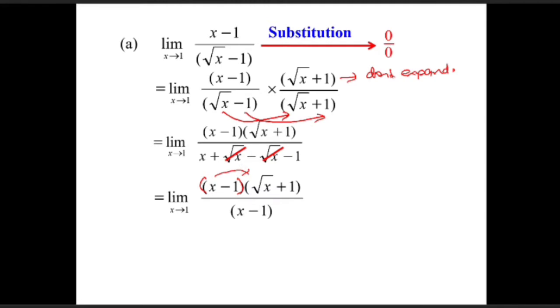If let's say you have expanded it, make sure at this step you have to factorize x minus 1 again. And cancel off x minus 1. What's left is surd x plus 1, and then just substitute a value of 1. And you have your answer as 2.